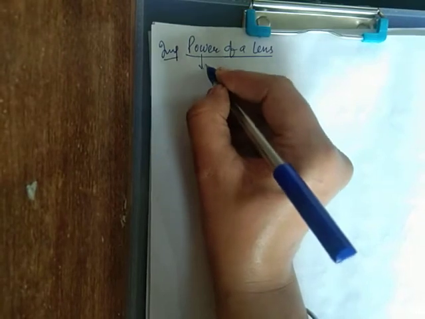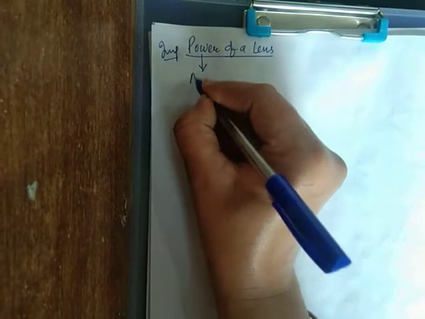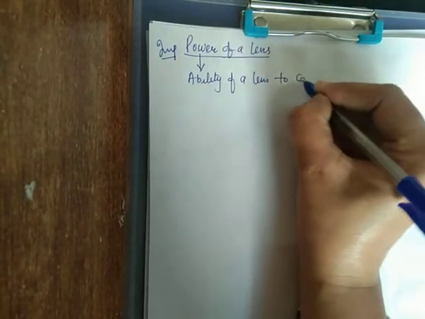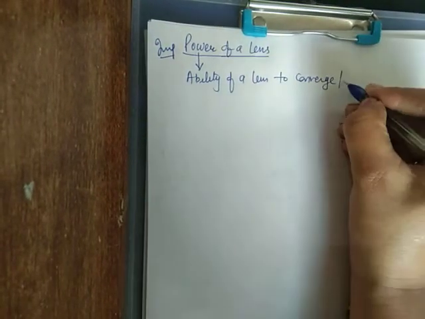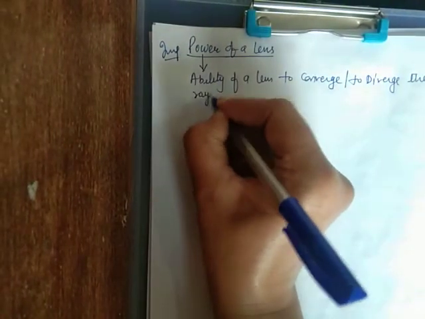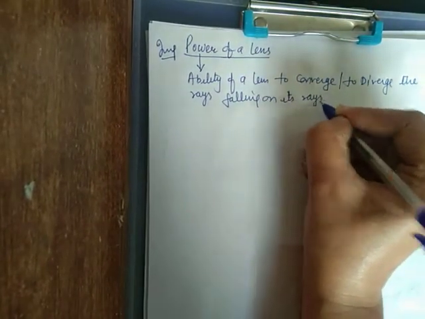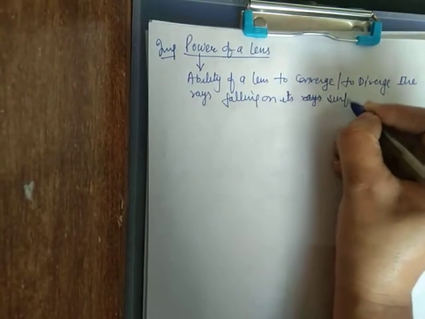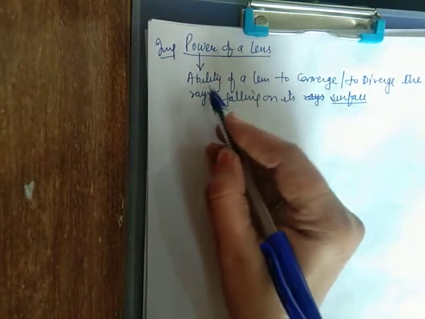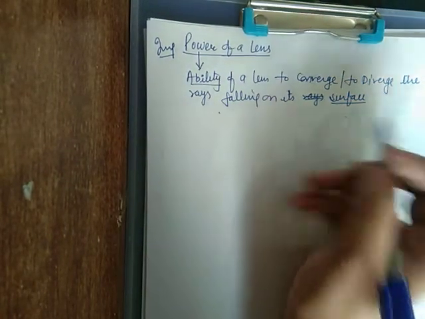What do you mean by the power of a lens? Power is the ability of a lens to converge or to diverge the rays falling on its surface. It means the rays which are falling on the surface of a lens get either converged or diverged. The ability of a lens to converge or diverge the rays is known as its power.